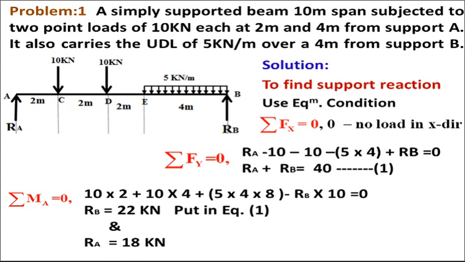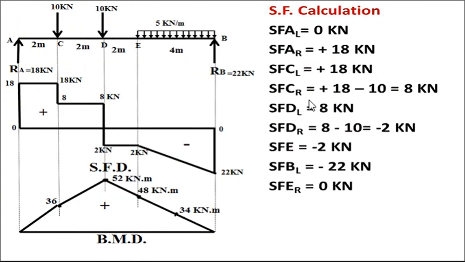After getting reactions, you have to draw SFD and BMD. I have shown the same thing here, RA 18, RB 22. If you want to draw the shear force diagram, draw a horizontal line and start drawing. You can start from point B or from point A. If you start from B, it will be upward, positive, and then this portion will be downward. You will get a somewhat reverse diagram.